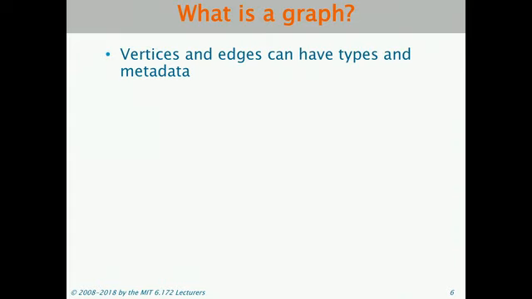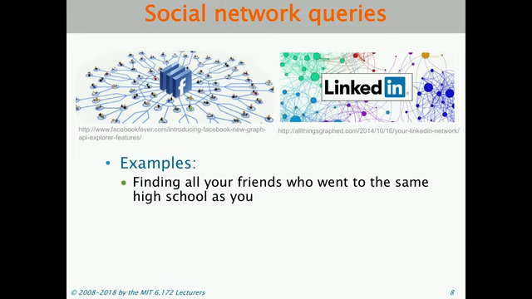So graphs are very useful for implementing queries on social networks. Here are some examples of queries that you might want to ask on a social network. For example, you might be interested in finding all of your friends who went to the same high school as you on Facebook. That can be implemented using a graph algorithm.